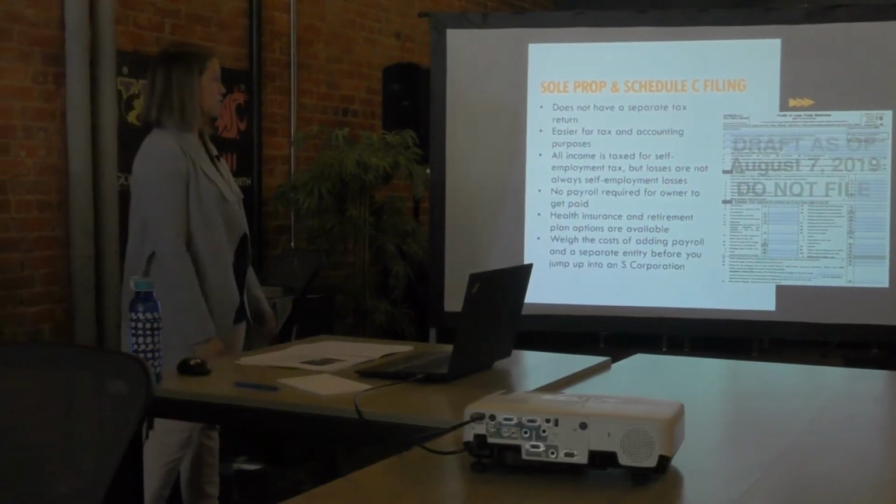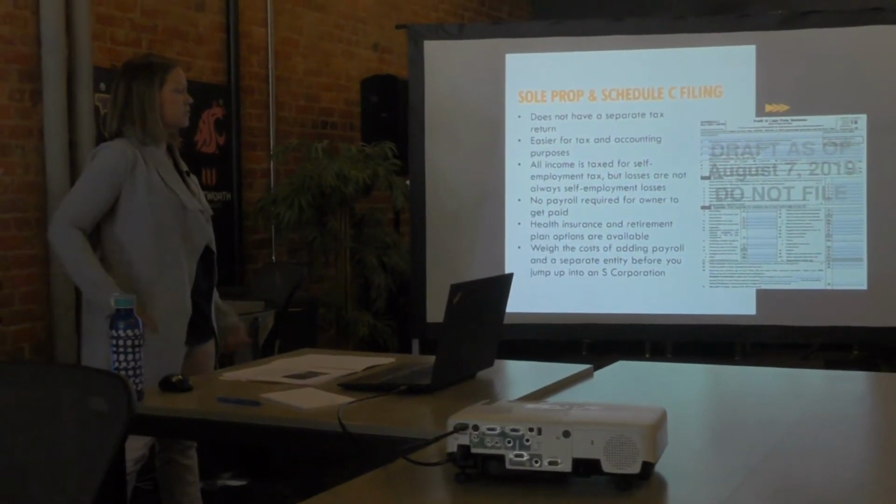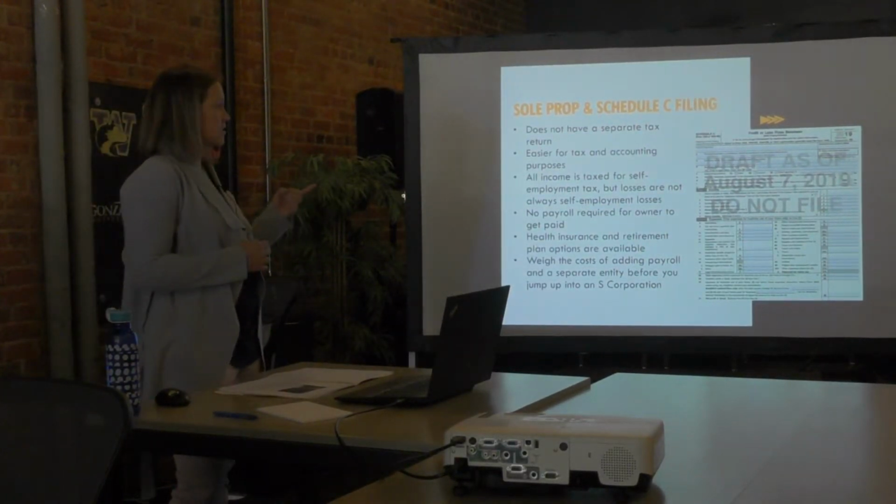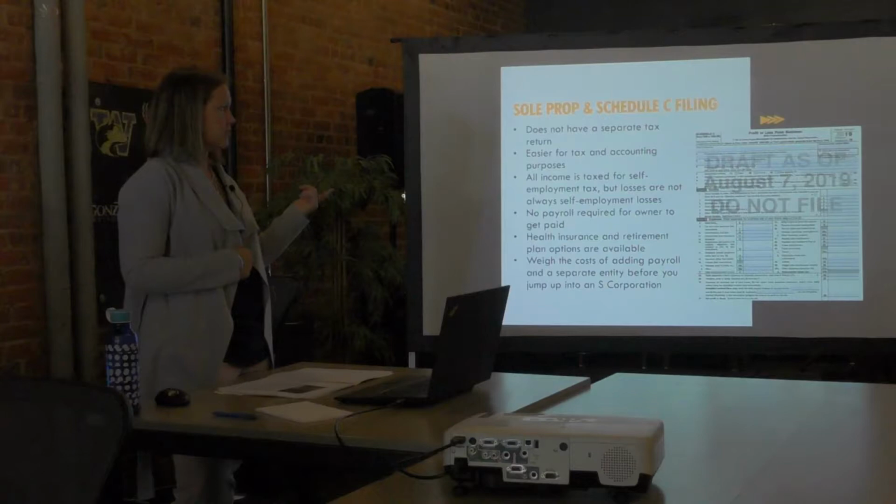So that was kind of just what a flow through is. So the other option would be a sole proprietorship, aside from the C Corp, obviously, but it has a Schedule C. This is what the 2019 draft looks like.